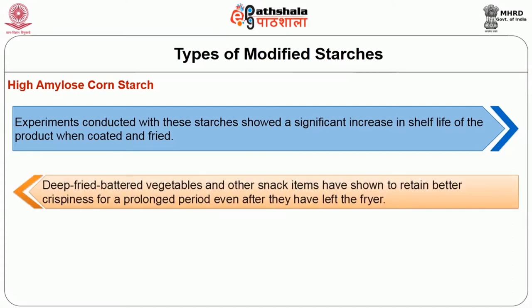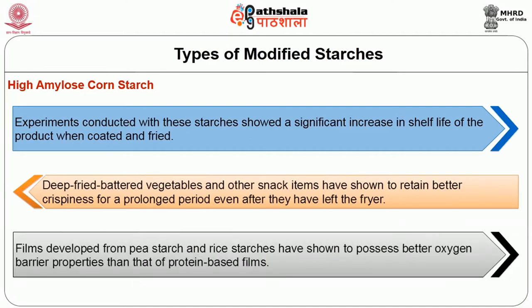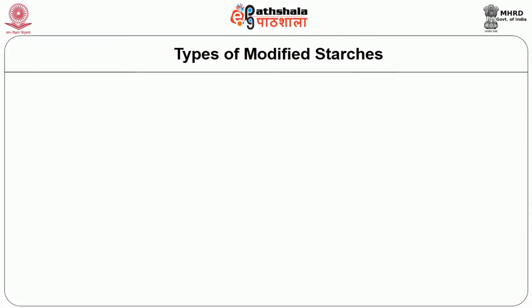Deep fried battered vegetables and other snack items have been shown to retain better crispiness for a prolonged period even after they have left the fire. Films developed from pea starch and rice starches have been shown to possess better oxygen barrier properties than that of protein-based films. The last type of starch is maltodextrins.